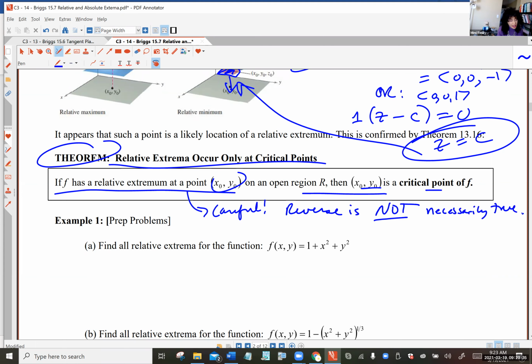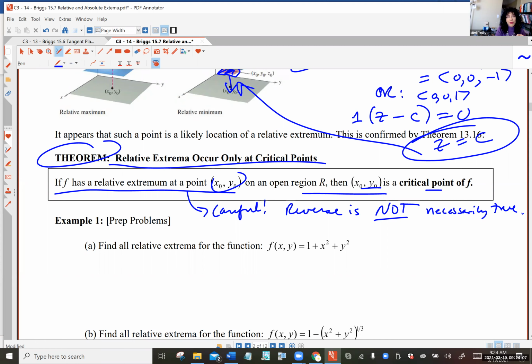When I teach Calc 1, I have to remind my students that the reverse of this theorem is not necessarily true. In other words, you can have a critical point in hand, but it may not correspond to a max or a min. Remember, it could be like an inflection point or something. So you have to be careful, because the same is true for us. Just because you have a critical point, it might be a max and it might be a min, but it might be neither.